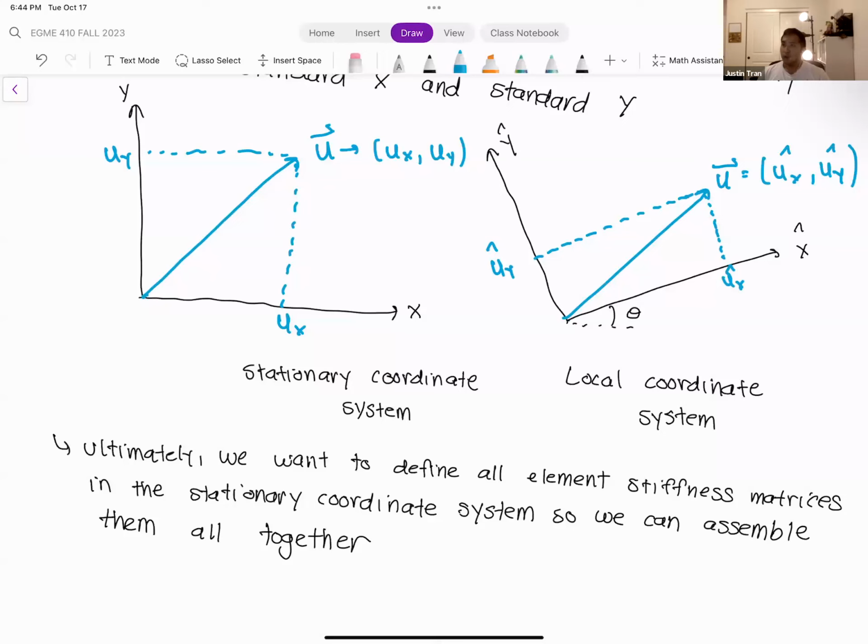And so that's the mentality that we're going to work with on Thursday when we pick this up again, and we write down the rotated version of our element stiffness matrix. All right, any final questions on this before we wrap it up for today?